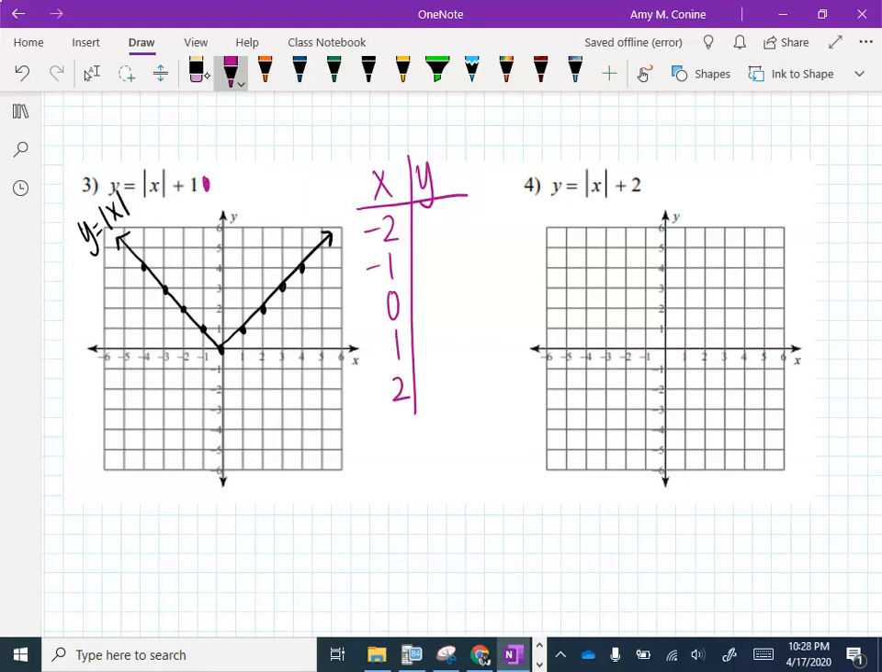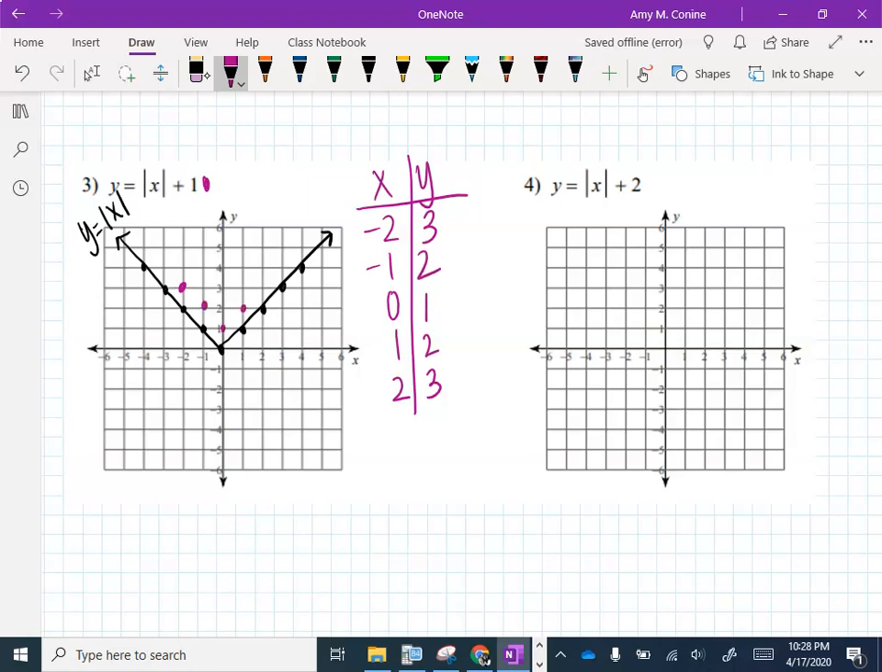So if you plug in -2, that becomes a positive. So 2 plus 1 is 3. Remember, absolute value makes everything inside positive once you've simplified. So -1 changes to a positive, so that becomes a 2. 0 is just 0, so that becomes 1. 0 plus 1 is 1. There's 2, and then there's 3 again. So -2, positive 3, -2, positive 2, 0, 1.